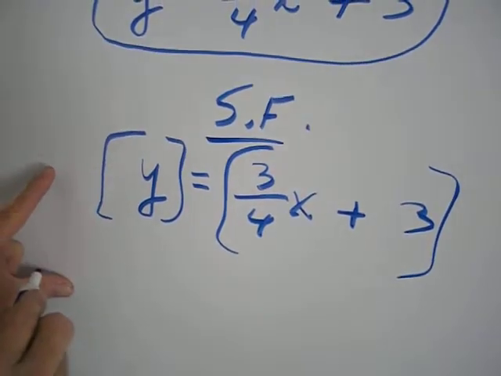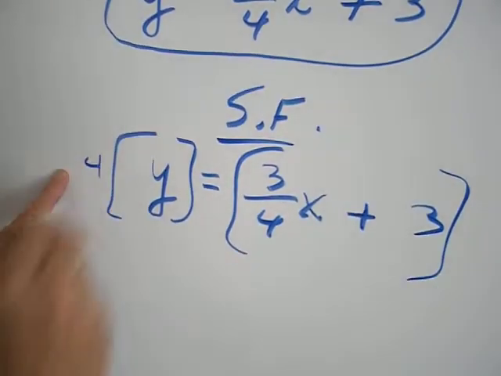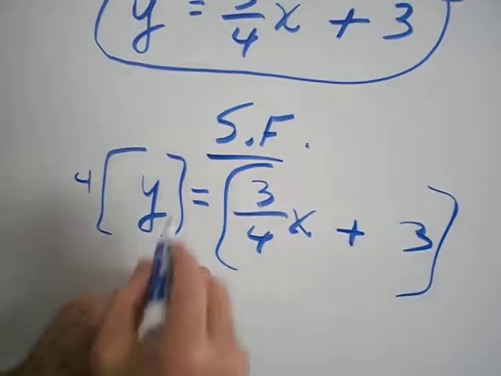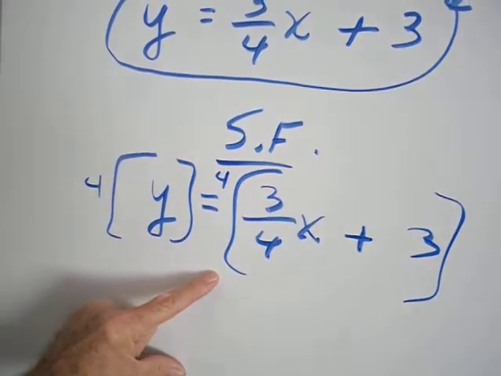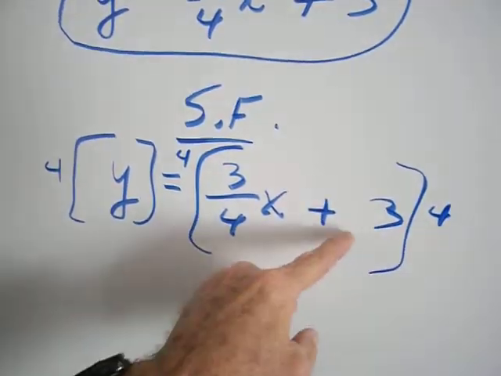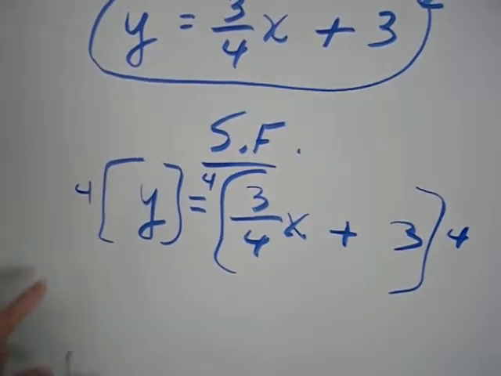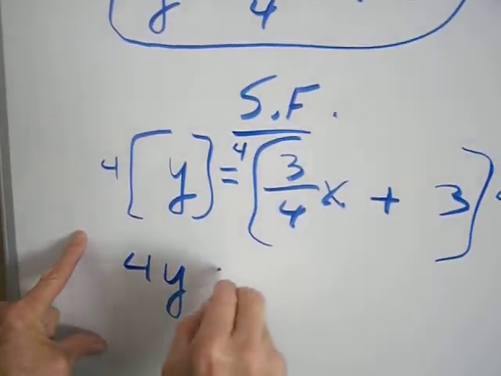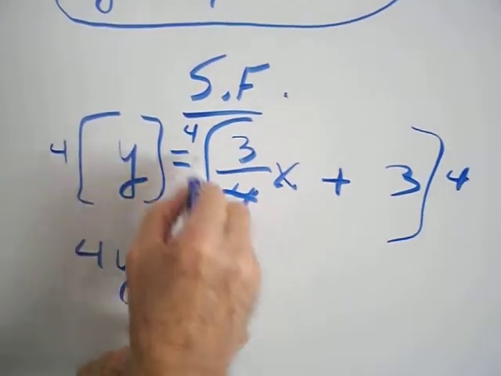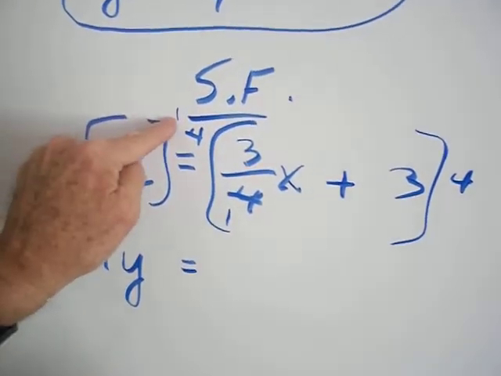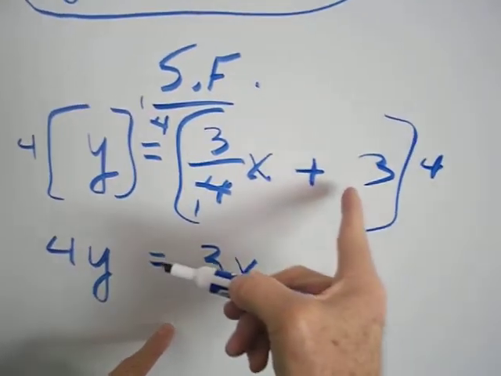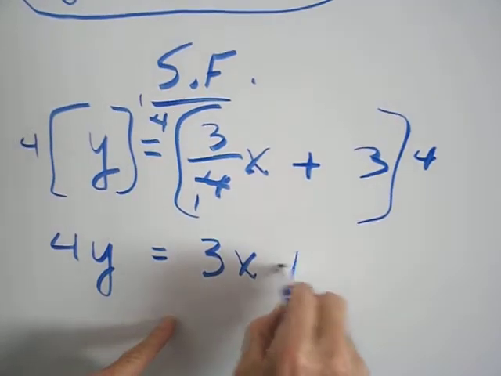We're going to write it down a total of 3 times. Once on the left, and 2 different locations on the right. One location right there for that 3/4 x. Put another 4 right there for that positive 3. Let's do it. 4y is equal to, the 4's cancel to 1's. 1 times 3x, 3x. Positive 3 times positive 4, positive 12.